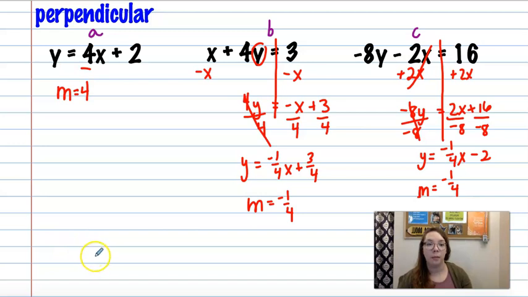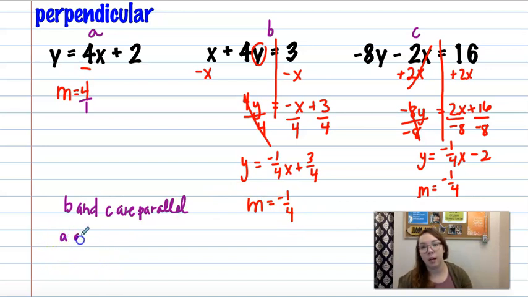So if we talk about parallel and perpendicular, B and C are parallel. Their slopes are the same. 4 over 1 and negative 1/4 are opposite reciprocals. So A and B and A and C are perpendicular.